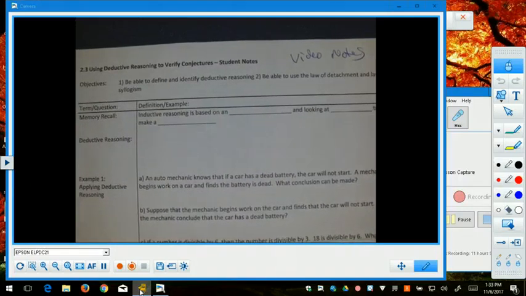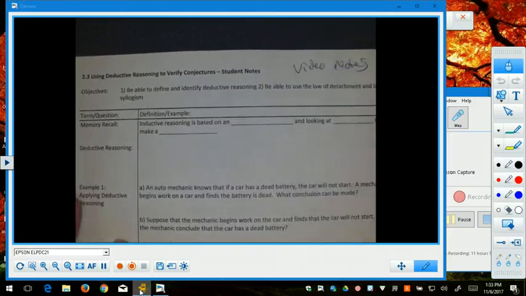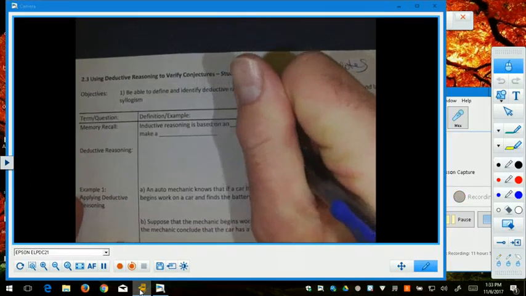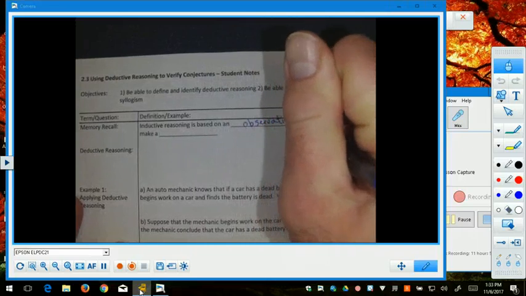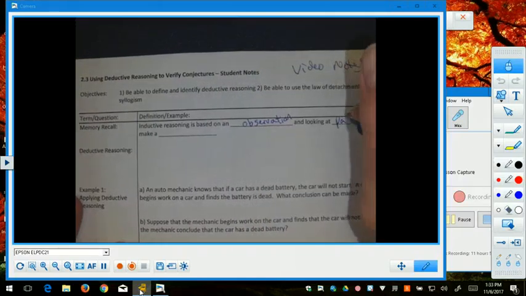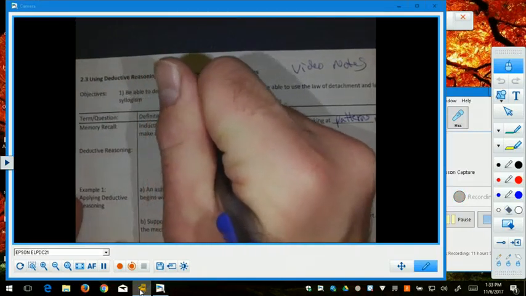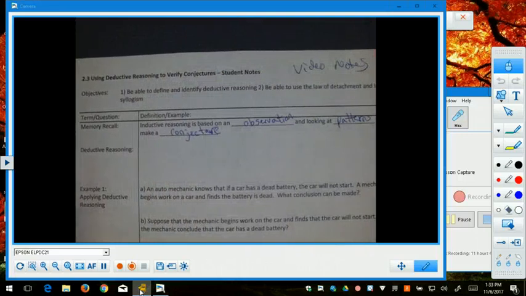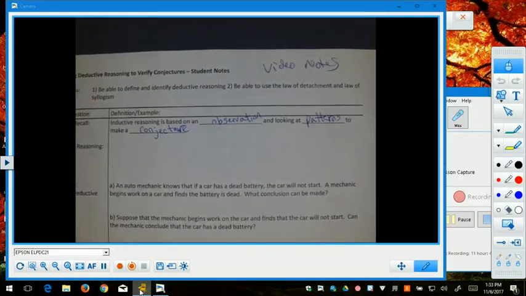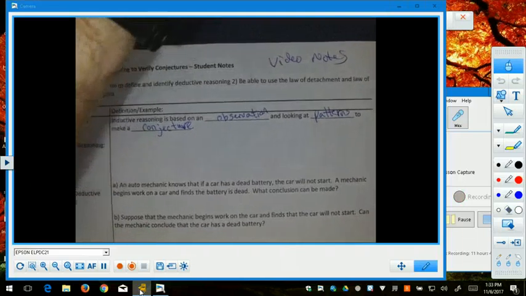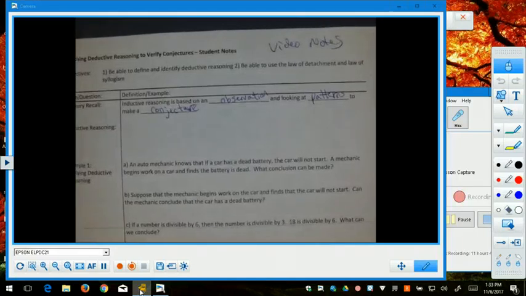So, the first thing we're looking at is remembering what inductive reasoning is. We're going to look at a couple of examples of inductive versus deductive reasoning. Inductive reasoning is based on an observation and looking at patterns to make a conjecture. If we are drawing conclusions based on patterns that we are observing, that is inductive reasoning that we're using.